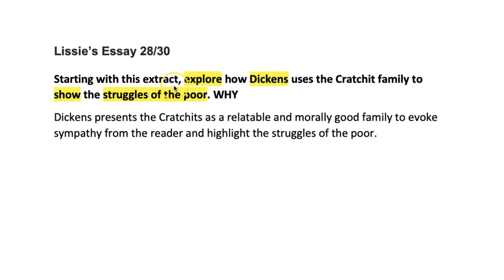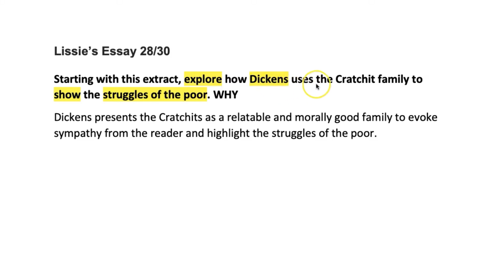Starting with this extract's question: explore how Dickens uses the Cratchit family. So our first big clue is the word explore, which means show me more than one interpretation, show me more than one way of looking at this, and I'll give you the top grades.